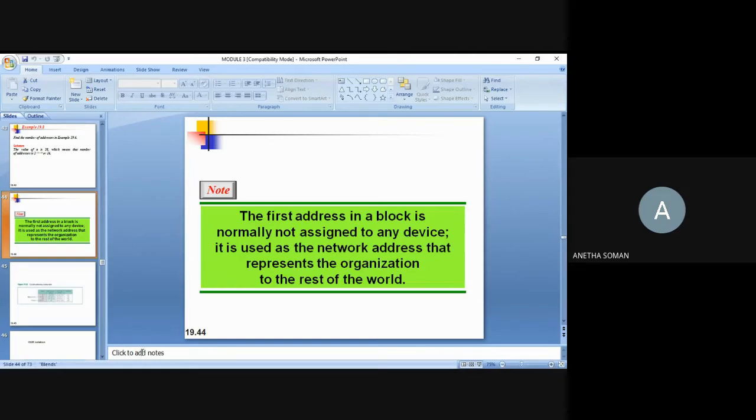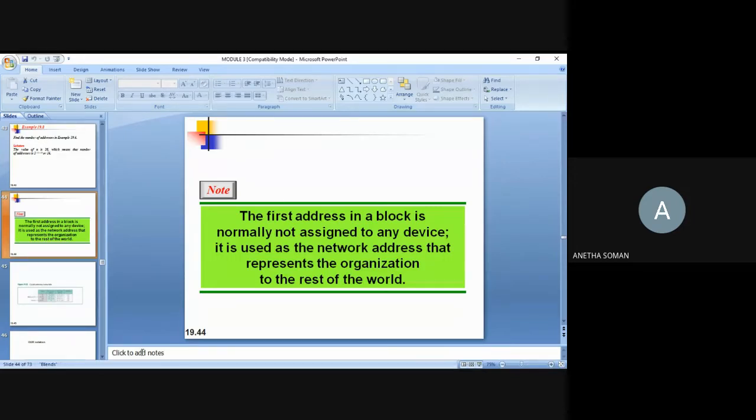The meaning is that it does not belong to any class like class A, class B, class C. So however many addresses I need, I am provided with that, but it should be in powers of 2. If an organization requires addresses, they will be provided with a block of addresses. Now you will be provided with the mask also, and with that you will be able to identify the first address, last address, and the total number of addresses.